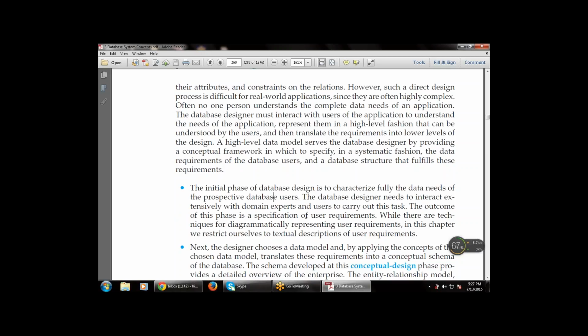The outcome of this phase is a specification of user requirements. So what is the outcome? That is the specification of the user's requirements, that is, what is the requirement of the user. While there are techniques to represent the user requirements diagrammatically, in this chapter we simply focus on how to describe them in various terms, not to represent them with the help of diagrams. That is the initial phase, to determine the needs of the prospective database users.